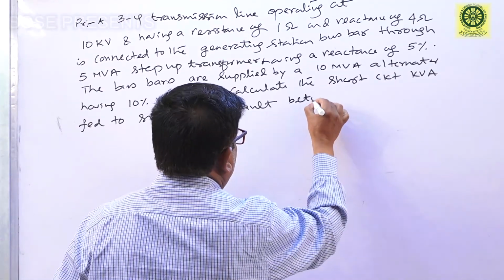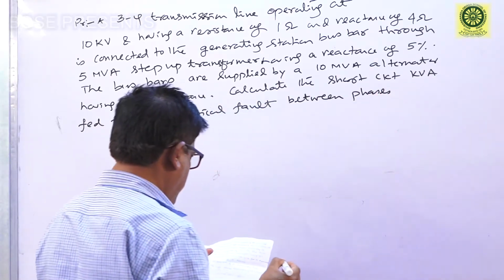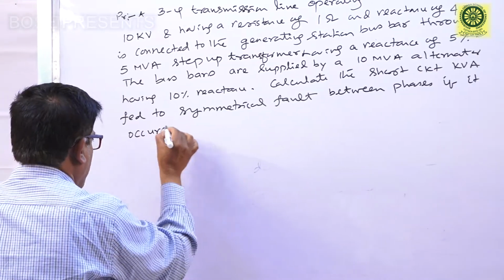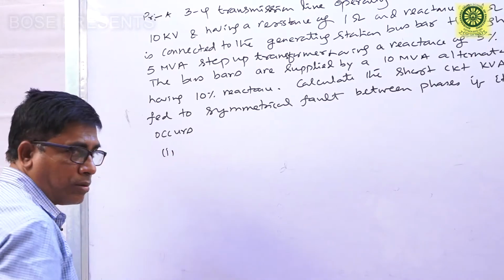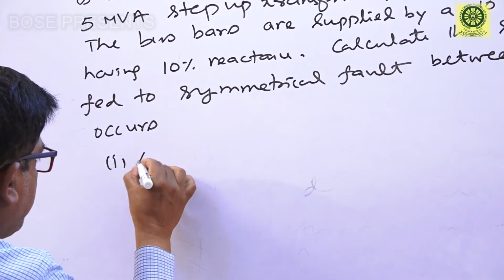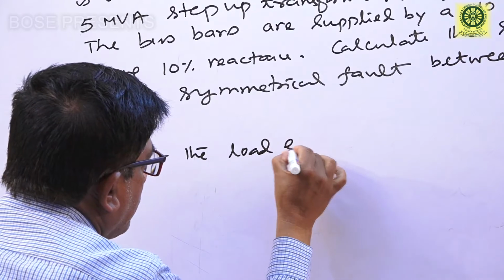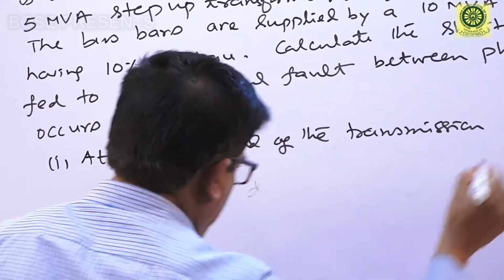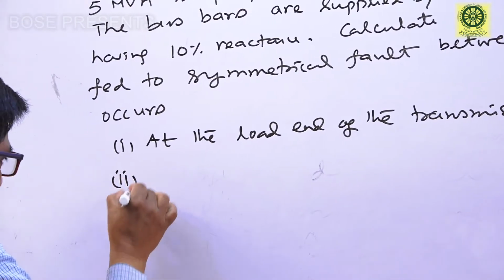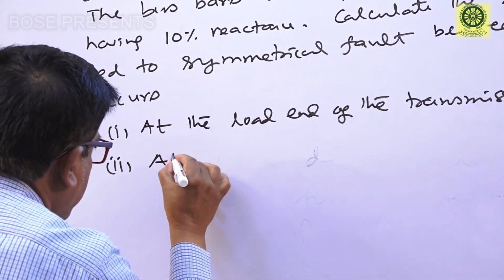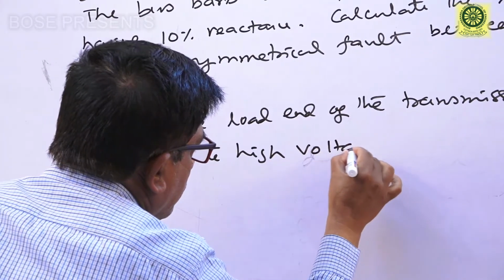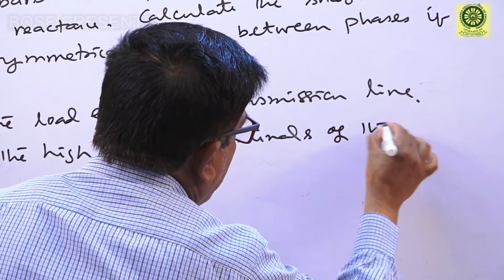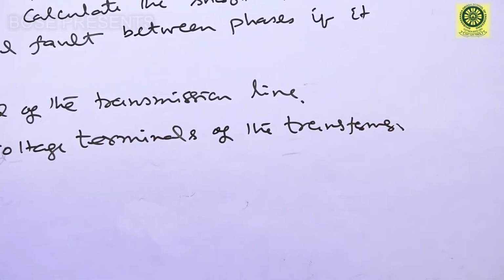between phases, if it occurs, first point, at the load end of the transmission line; and second, at the high voltage terminals of the transformer. So this is the problem. So what is the problem?